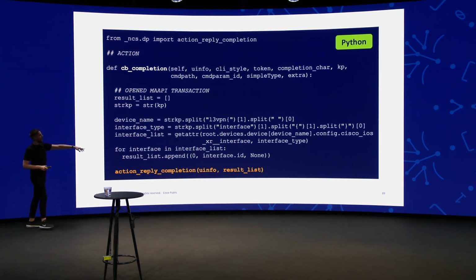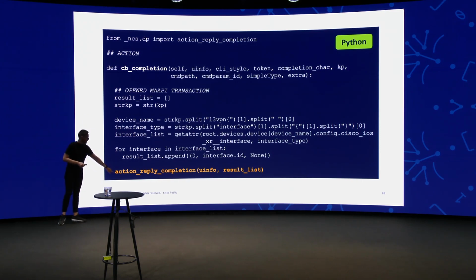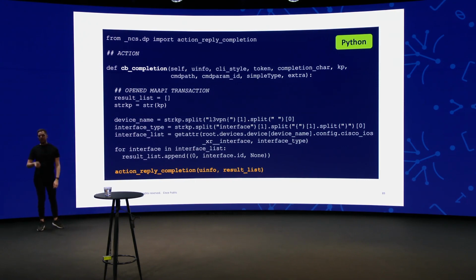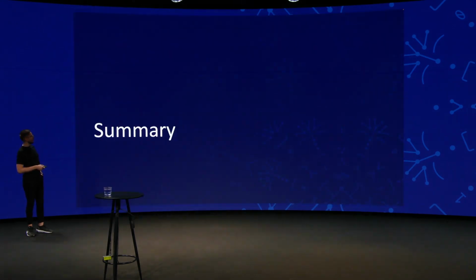So in a loop, we just retrieved all of the gigabit Ethernet interfaces for this given device, and we bypassed this to the action reply completion that immediately popped up in the CLI. That's kind of a Python feature that is around the YANG. So it's really good to know such a one if you need to use it.